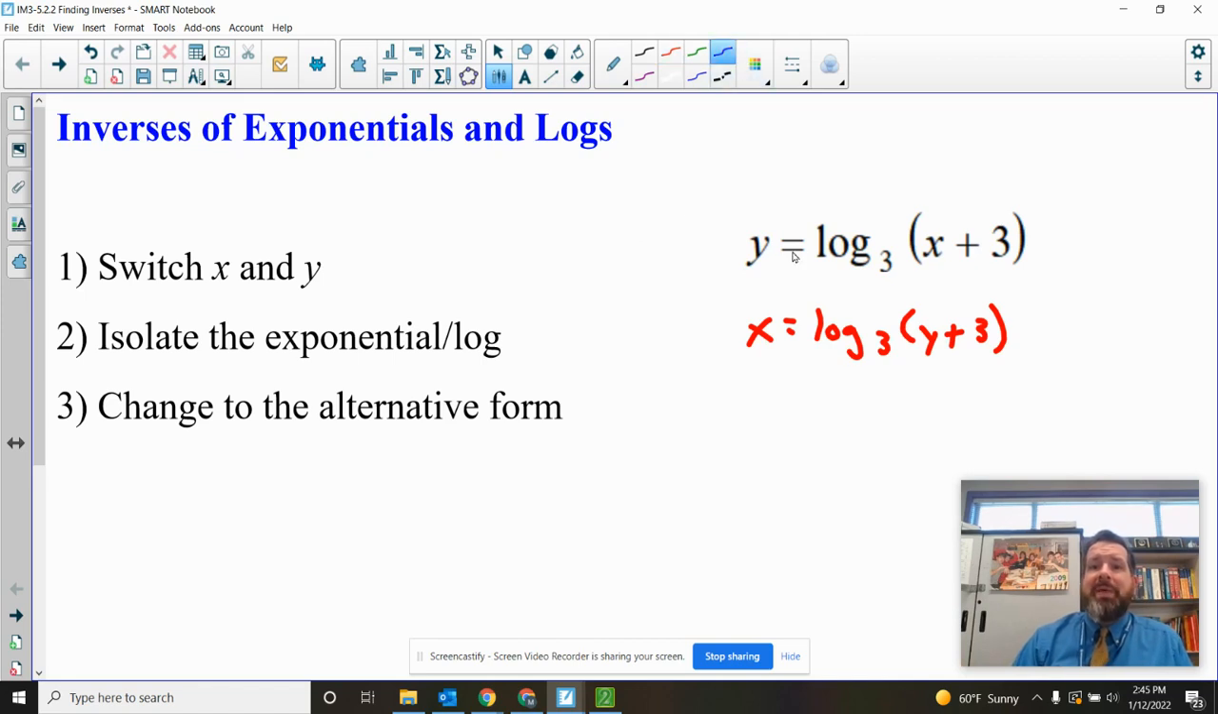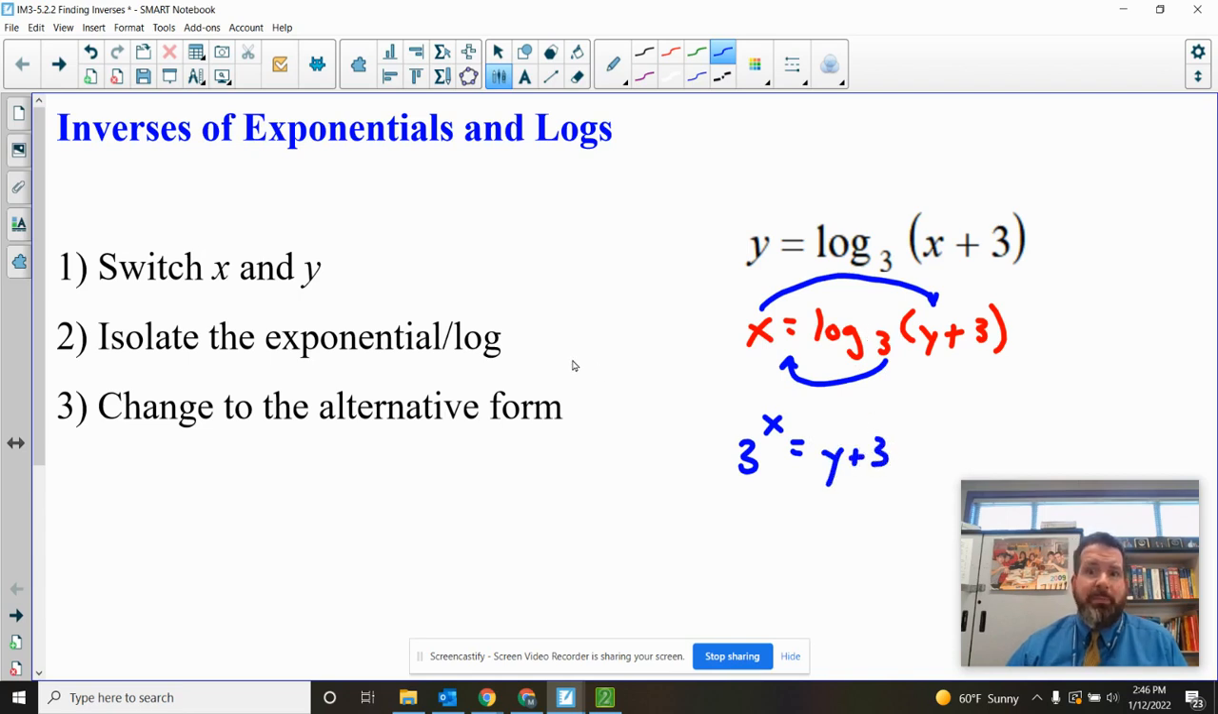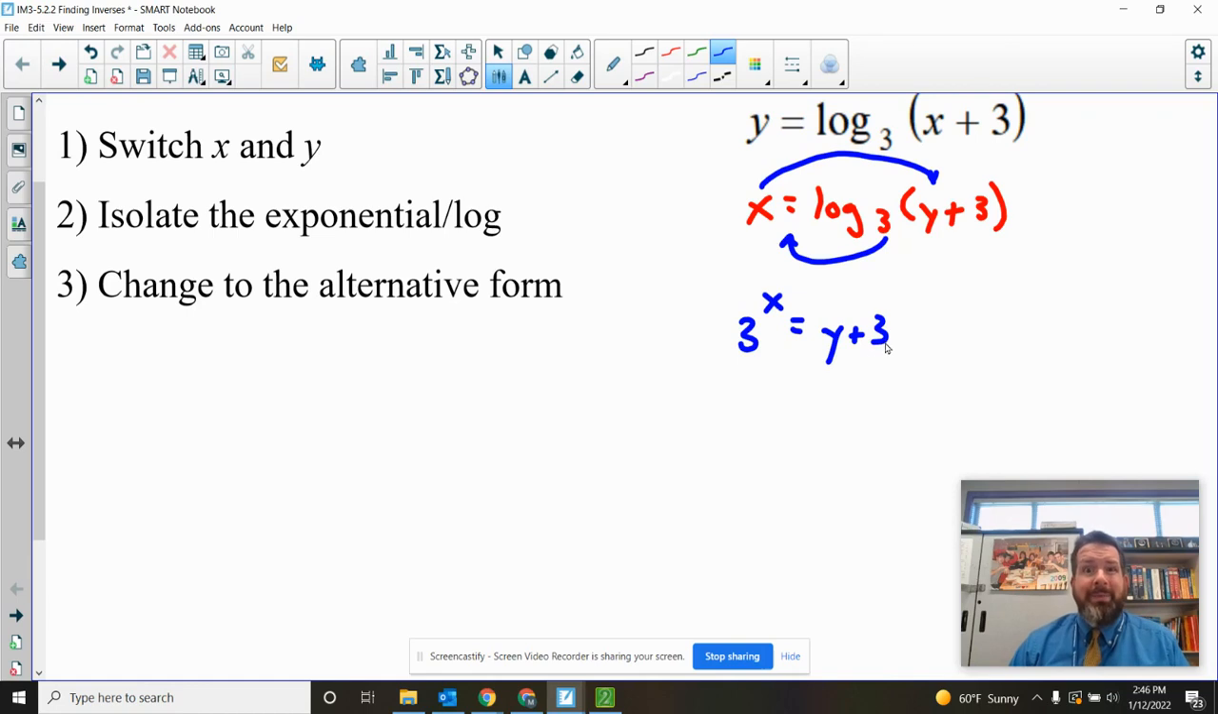Next then, you're ready to now switch from the log form to the exponential form. My goal is to get at this y. It's currently in a log prison. To deal with the y plus 3, I've got to get it out of the log prison. The way to do that is with exponentiation. So 3 to the power of x equals y plus 3. So from the log form to the exponential form. At this point then, to get y by itself, subtract your 3 on both sides. And you're all finished. There you go. That's your inverse.